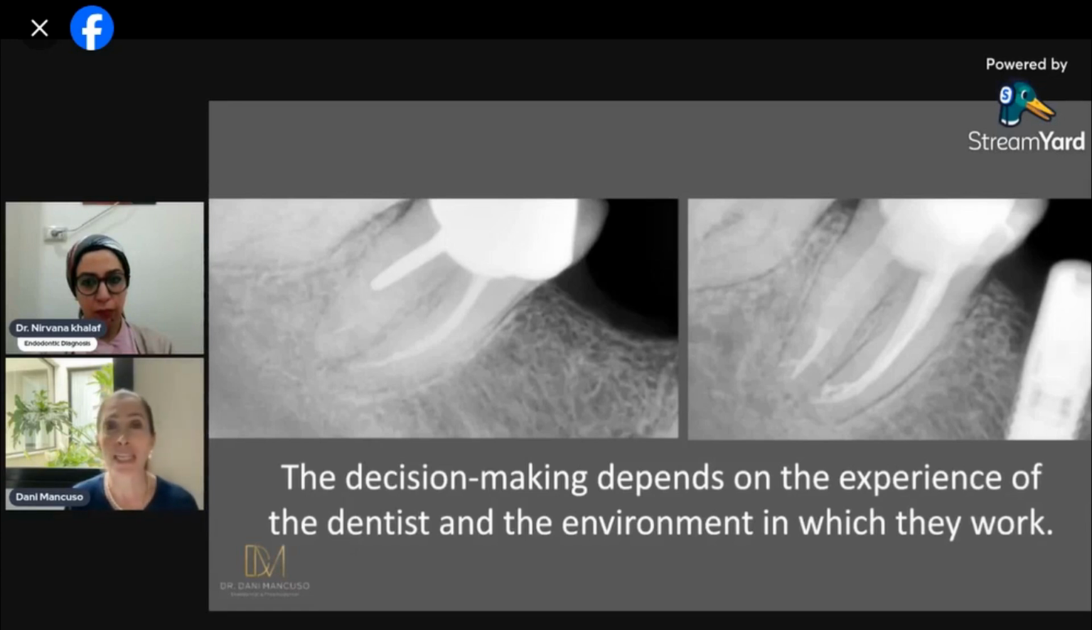But perhaps nowadays I would have opened that tooth for a surgical procedure and done an apicectomy instead of doing an orthograde retreatment, which is a lot more complex, to be honest.